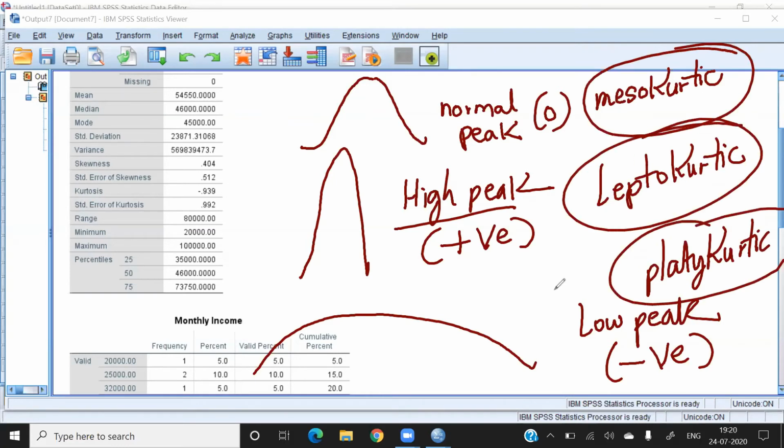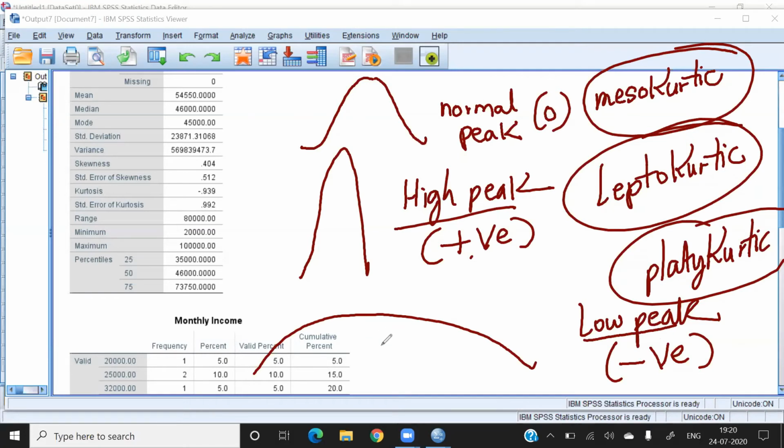So whenever the kurtosis value comes in negative, it means the spread is more than the normal. It means we have the problem of low peak. If kurtosis is negative, this is a problem of the low peak. When the kurtosis is positive, it is a problem of high peak, and if it is near to 0, we can say it is a normal peak.